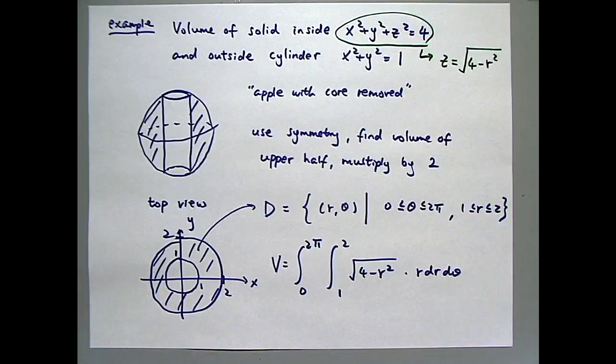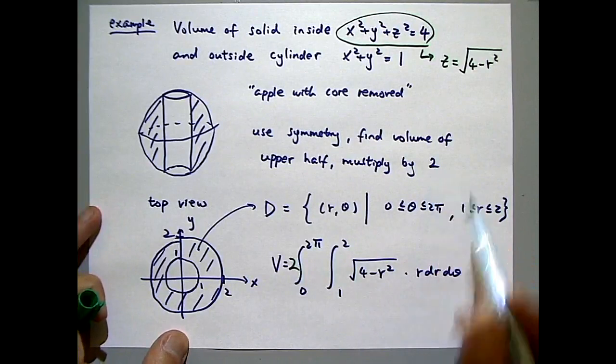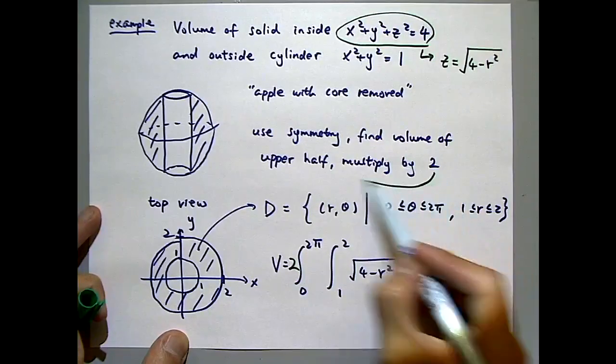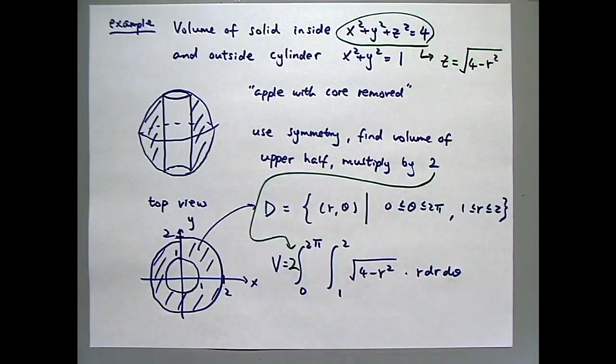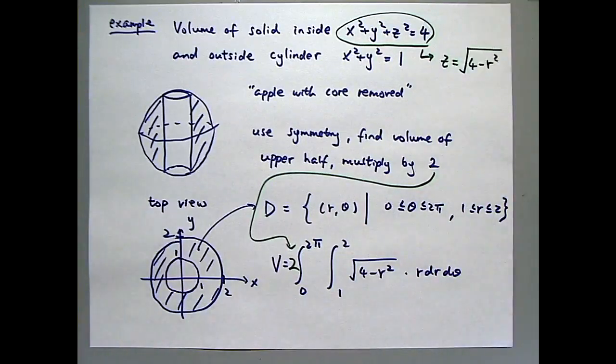And let's not forget our 2, right? We're taking advantage of the symmetry, so we need a 2 here because we're looking for 2 halves of that thing. The integration is not hard, and I'm not going to address that, but getting from here to here is the main focus. Okay, that's it.